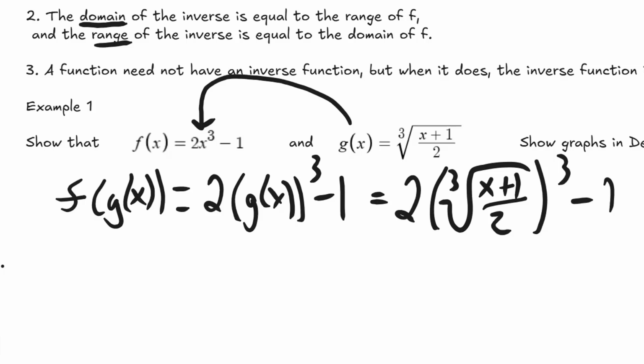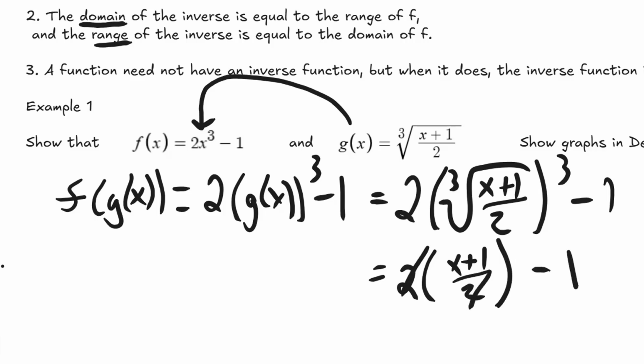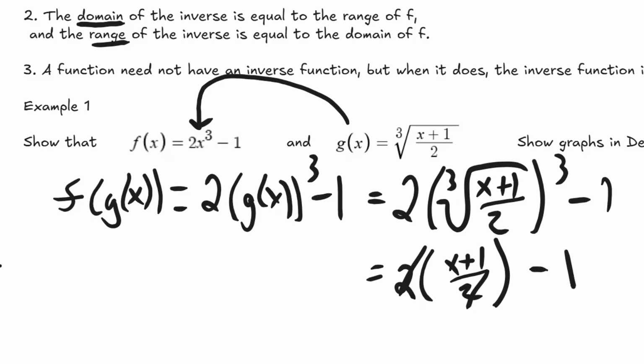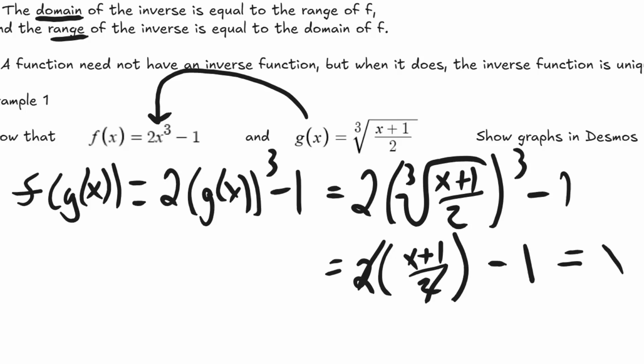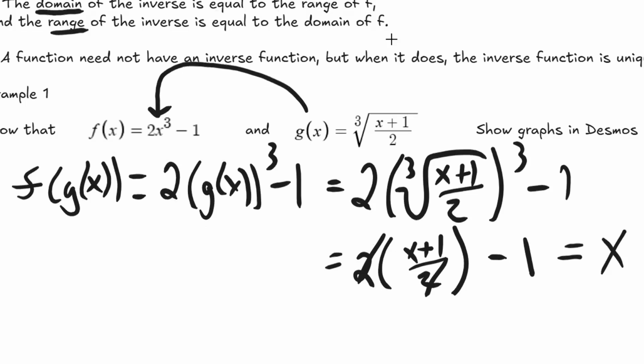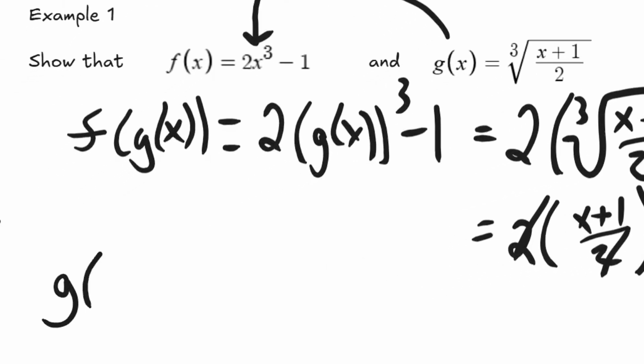When you cube a cube root, they cancel one another. So this would be 2 times (x plus 1 over 2) minus 1. The 2's would cancel one another, and then you'd be left with x plus 1 minus 1, which is equal to x. Similarly, we could do it the other way and do g of f of x, and you should get the same thing.